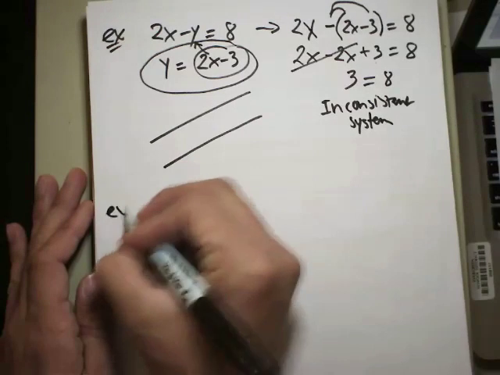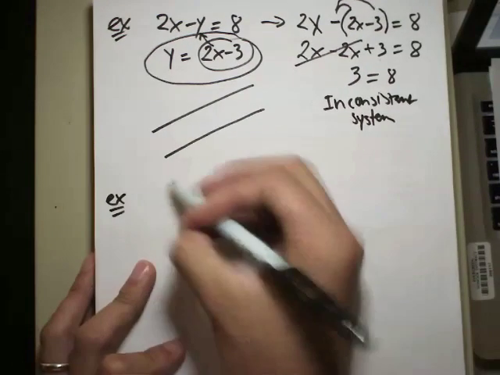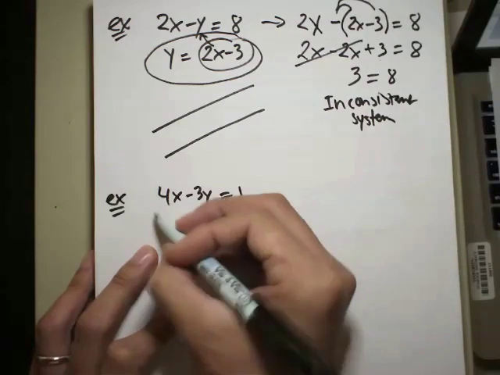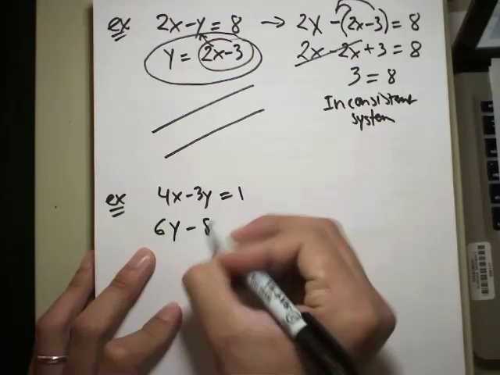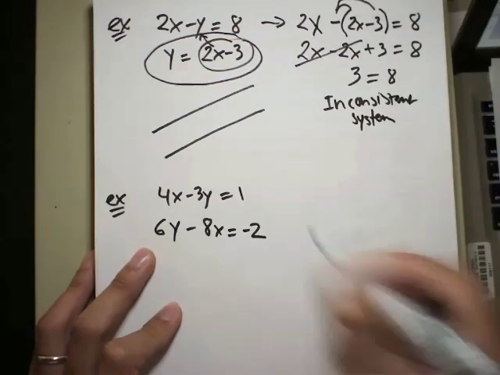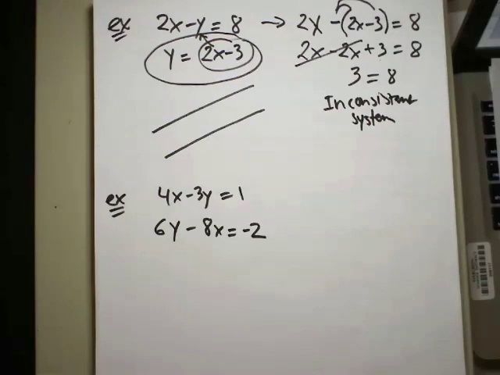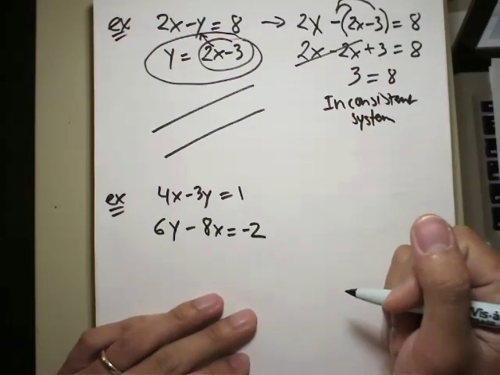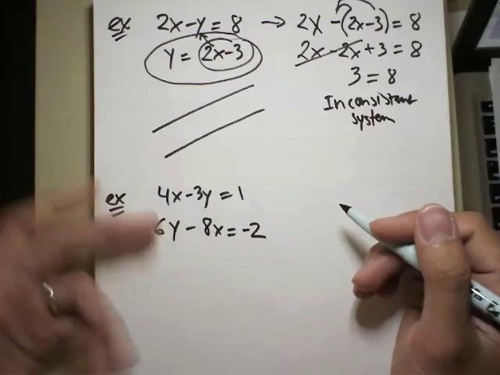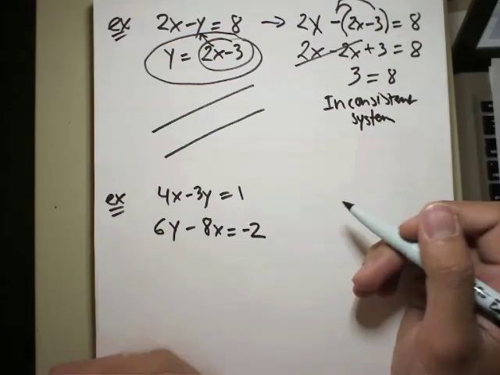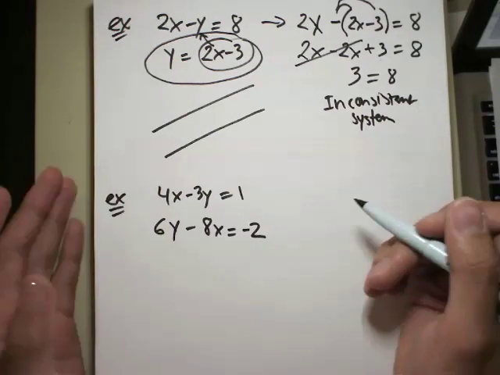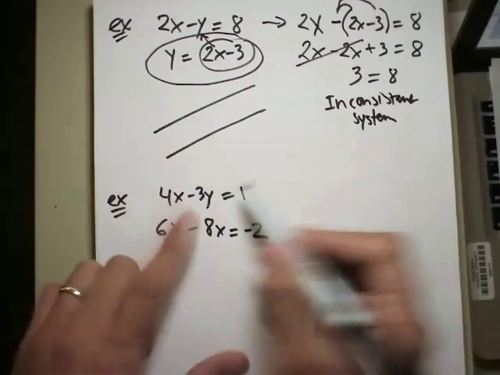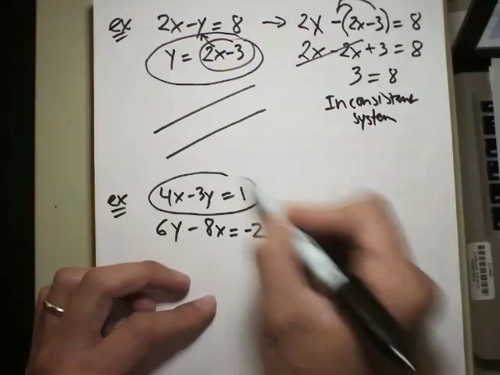And the last case right here will be something like this. 4x minus 3y equals 1, and the other one is 6y minus 8x equals negative 2. You look at this one, you're trying to use the substitution method, right? Since neither equation has been solved for, I want to pick the easiest one. I'm looking at it right now, and I realize that's fine. Let's pick the top one. It looks simple enough to solve for, so I'm going to circle that one.